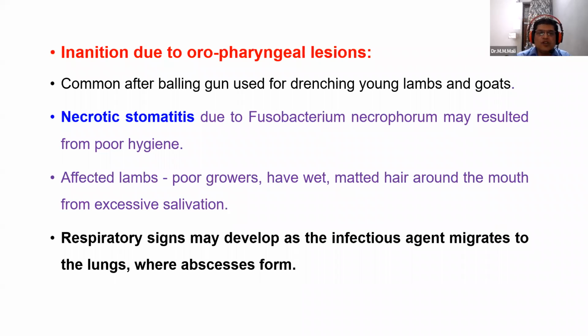So if a lamb or young kid has excessive salivation or matted hairs around the mouth, this oropharyngeal lesion should always be searched for and accordingly treated. Sometimes respiratory signs may develop due to infectious agents like abscesses or some other infection present in the lungs. So respiratory signs may develop due to the presence of these oropharyngeal lesions.